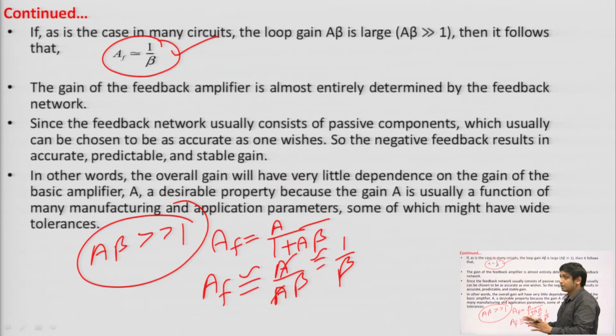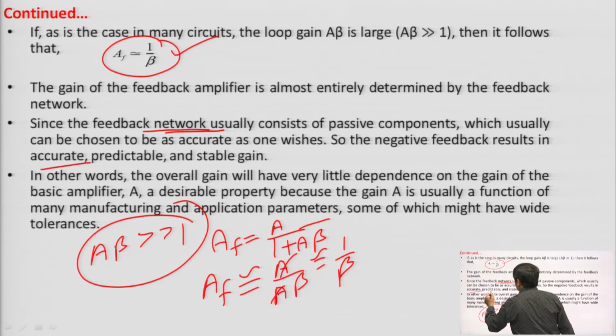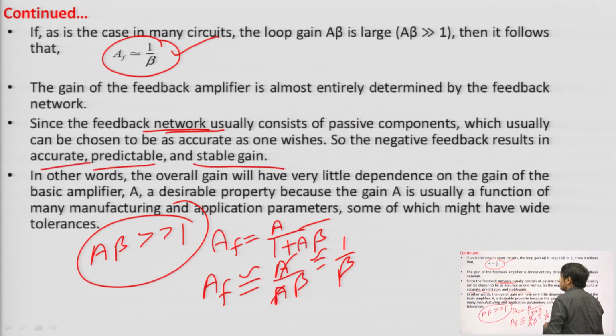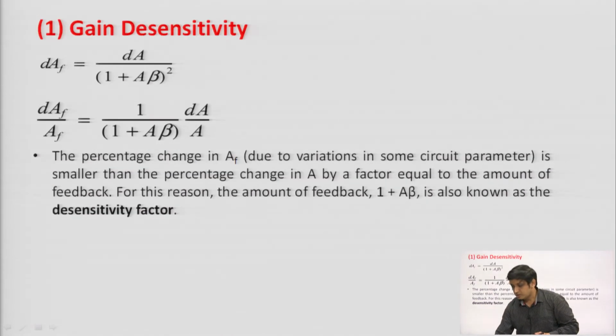Now, it means that just by varying the feedback factor, we can change the overall gain, that is your closed loop gain, fine. And another important thing is that the feedback factor is now deciding the overall gain. If we design the feedback network carefully, then we will get an accurate gain, a predictable gain, and of course, a stable gain. That is the advantage.